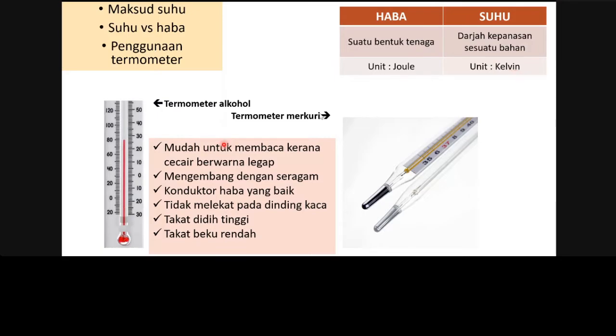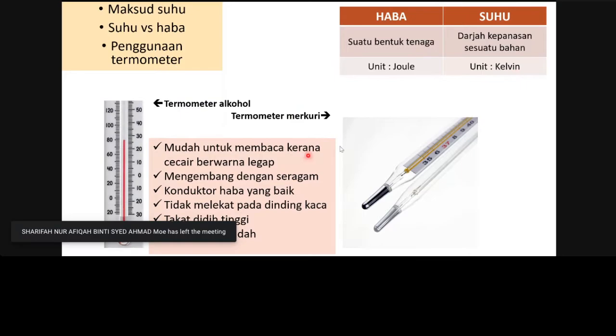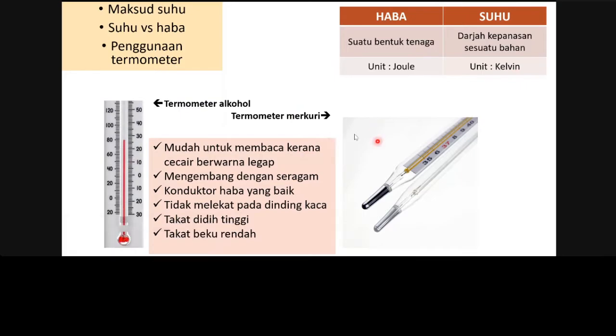Kita tengok juga these two thermometers yang selalu masuk dalam exam. We have two types. One is alcohol, kalau alkohol dalam dia warna merah. Another one is mercury. Ini yang paling selalu guna dekat lab, dekat klinik, dekat hospital, use thermometer mercury.